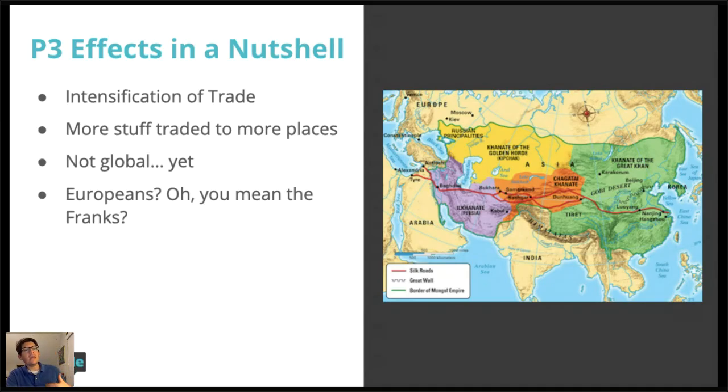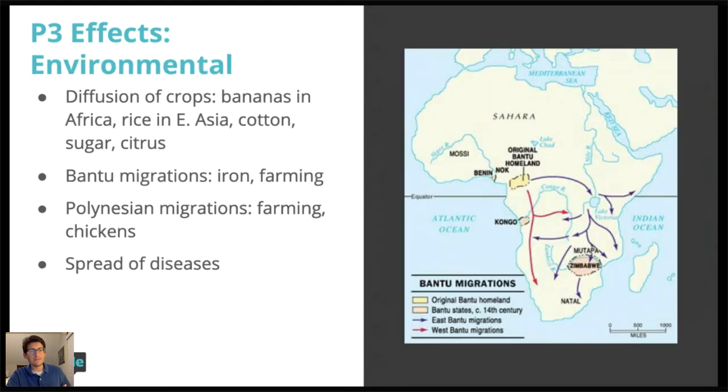So let's go beyond this and think a little bit more deeply about the effects of period 3's trade in the Indian Ocean, in the Trans-Saharan Network, Mediterranean, in Afro-Eurasia, along the Silk Roads. And we're going to start with some environmental effects of this trade.